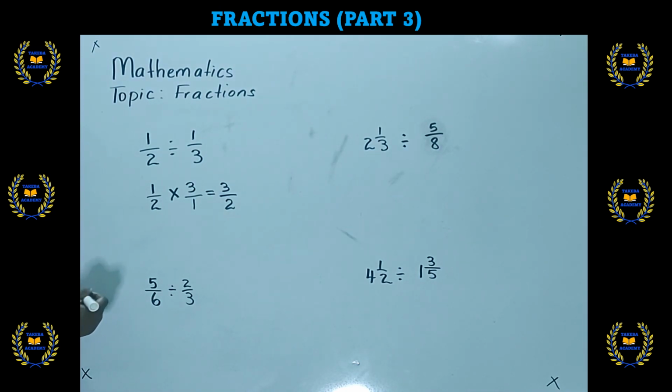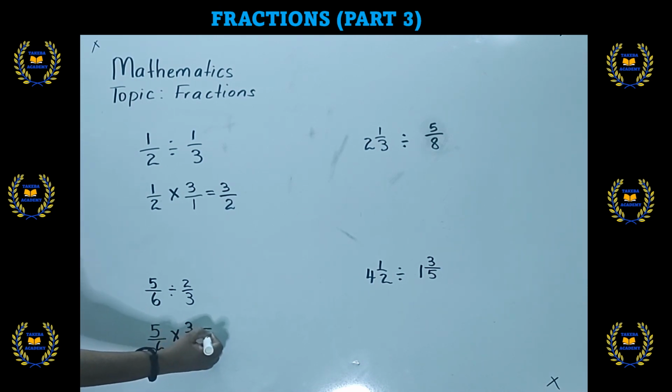So the next example here, again, 5/6 divided by 2/3. What we need to do is write back the first fraction as is. We change the sign to multiplication and then we flip. We find the reciprocal of this fraction, which means we basically flip it upside down. So the 3 goes on top and the 2 goes at the bottom, and then we simply multiply. 5 times 3 is 15 and 6 times 2 is 12. And that's what division of fractions is.